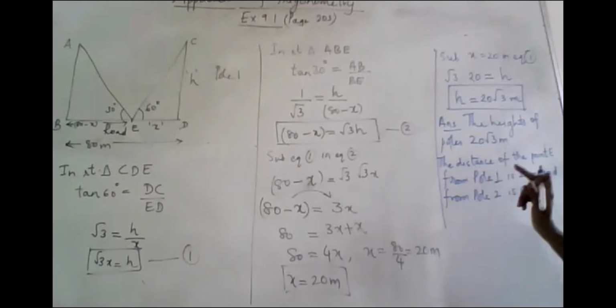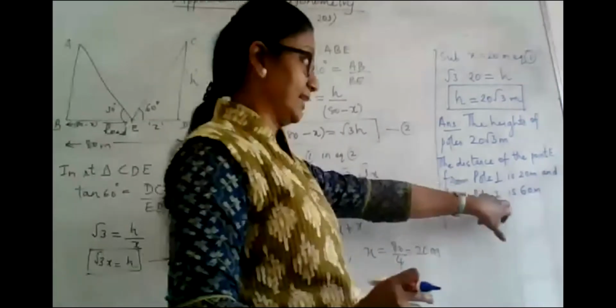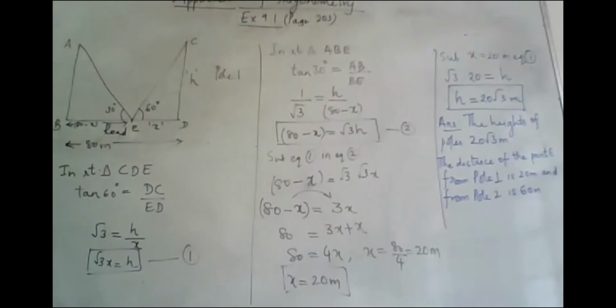Then the distance of the point E. The point E is somewhere in between the two poles. We have marked it like that. This distance we got as 20, and hence this distance will be 80 minus 20, which will become 60. That's exactly what I have reported. That's how you complete the problem. It's a simple one, but you should think and write it properly. Always report the answer on the question which is asked.